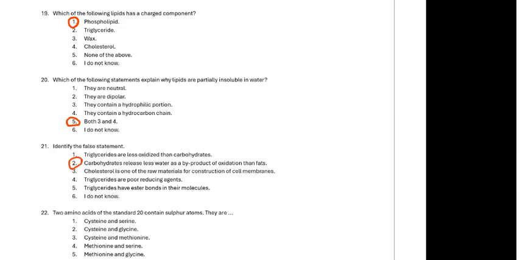Then question 22. Two amino acids of the standard 20 contain sulfur atoms. So the amino acids that contain sulfur are cysteine and methionine. Cysteine and methionine. Which one now? So we have 3. Cysteine and methionine.